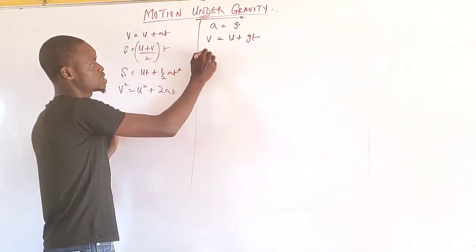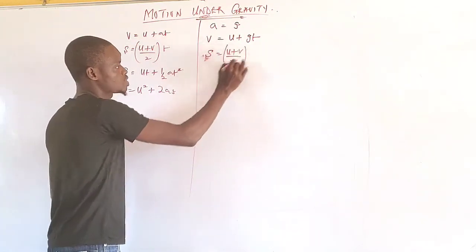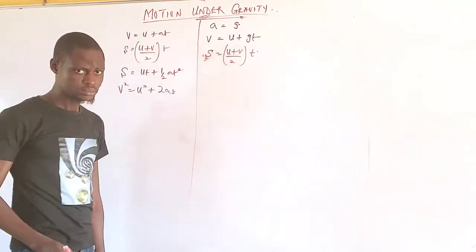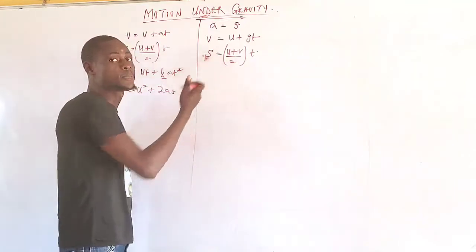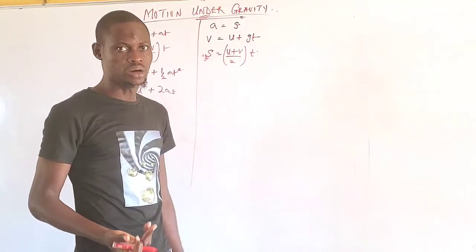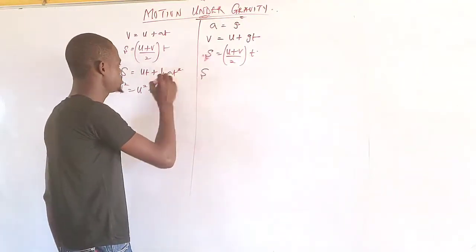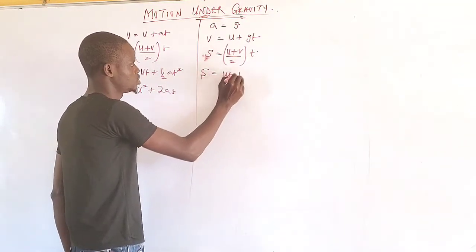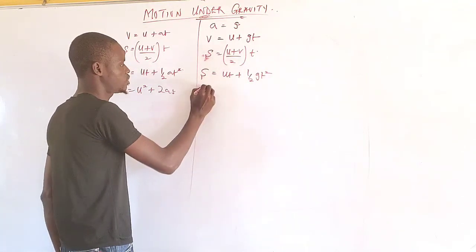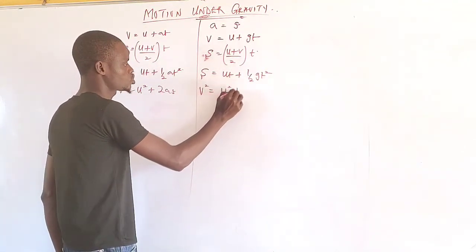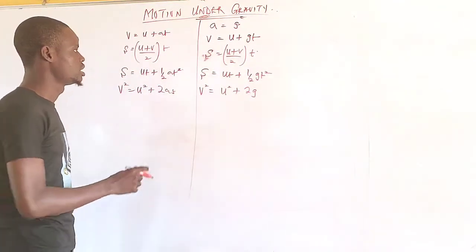Now look at this one, it still remains the same as S equals (U plus V) all over 2 multiplied by time T. Why? The reason for this is because this one does not depend on acceleration altogether, so it remains the same, whereby this one can easily be written as UT plus half GT squared, and then we have V squared equals U squared plus 2G.